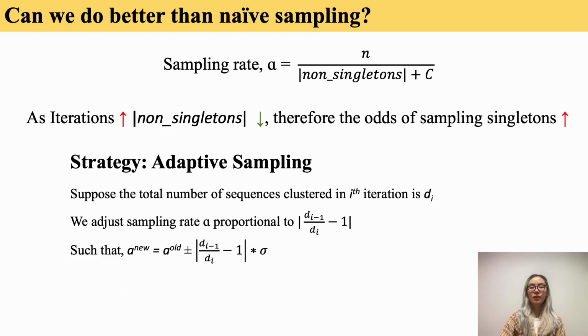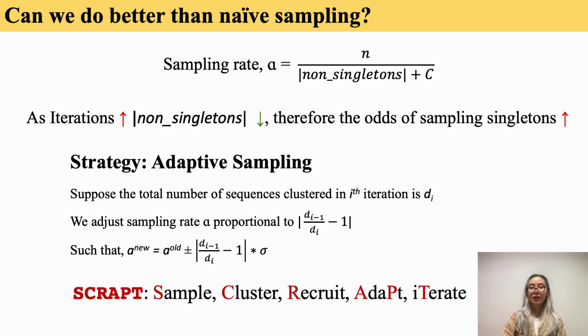Here, we introduce a strategy called adaptive sampling that helps speed up the algorithm in early stages and helps to form clusters in late stages of the algorithm. We increase the sampling rate by a fraction of the relative difference in number of sequences clustered in the current iteration to the previous iteration. Suppose the total number of sequences clustered in iteration i is d sub i. We adjust the sampling rate alpha proportional to the absolute value of d sub i minus 1 over d sub i, times the rate constant sigma. We implement the iterative clustering with adaptive sampling and mode shifting through SCRAPT.